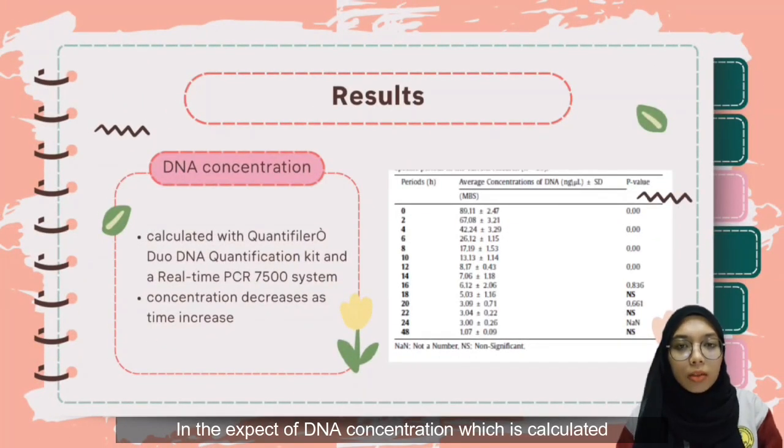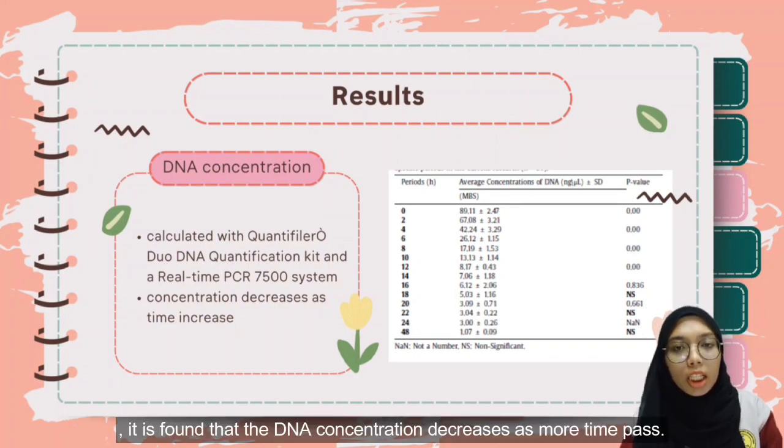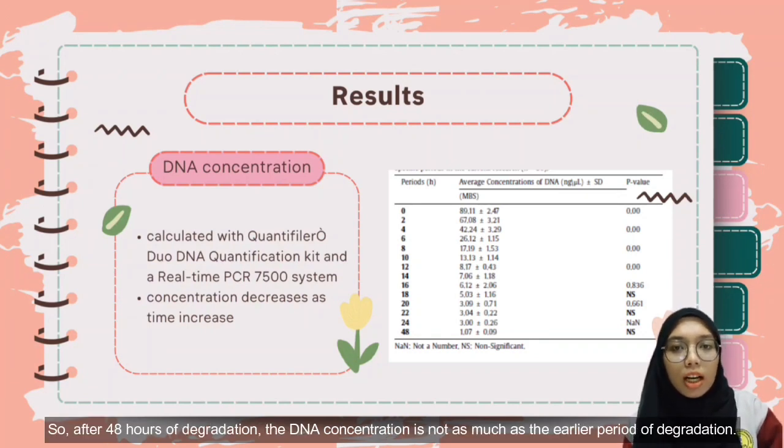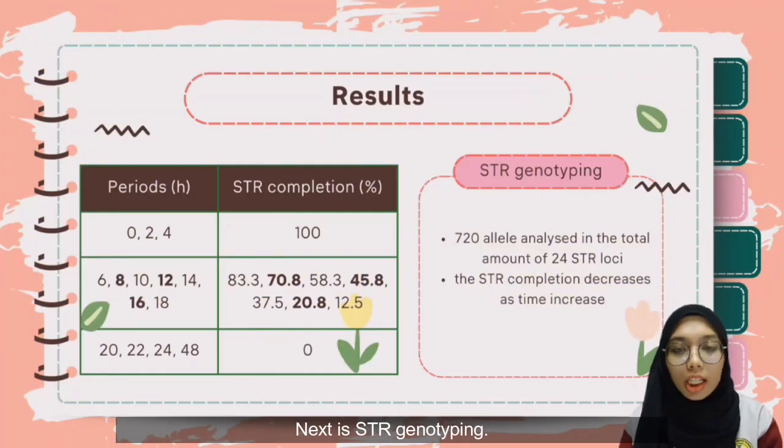In the aspect of DNA concentration, which is calculated with a Quantifiler Duo DNA quantification kit and a real-time PCR 7500 system, it is found that the DNA concentration decreases as more time passes. So, after 48 hours of degradation, the DNA concentration is not as much as in the earlier period of degradation, as depicted in the table. Next is STR genotyping.